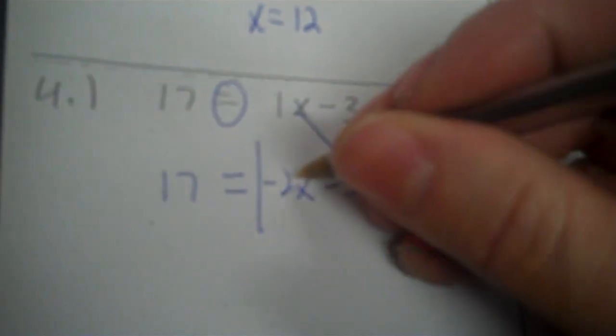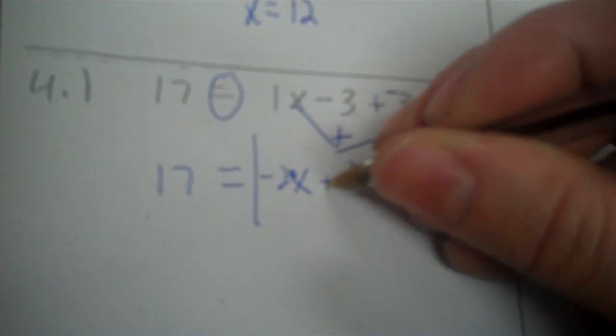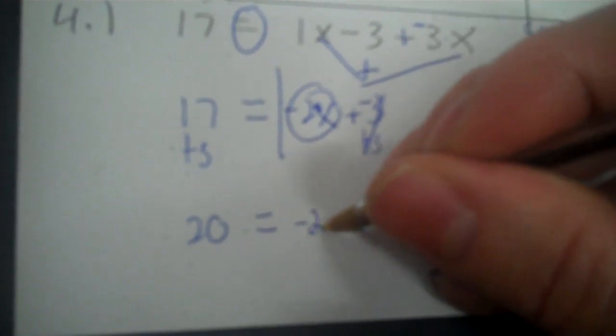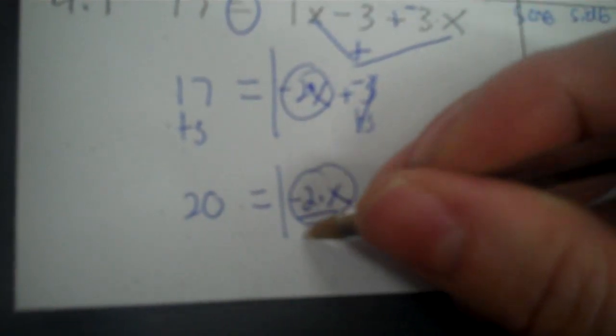So x is over here with a times negative 2, a plus negative 3. So we add 3, 20, and then negative 2 times x. So divide by negative 2, and we have negative 10x. So x equals negative 10.